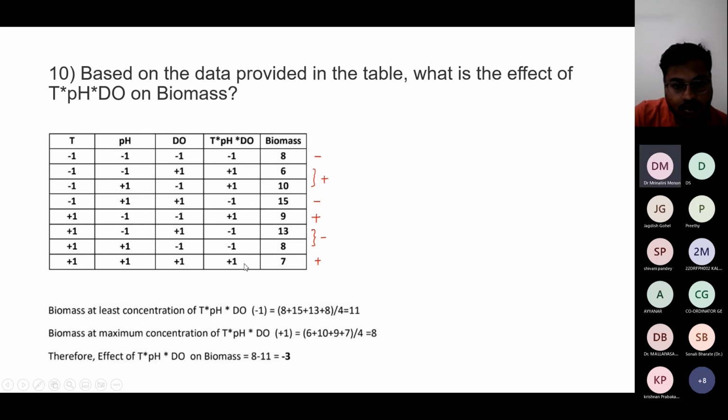-1 into +1 will be -1. And then again -1 into +1 will once again be -1. Which row? Oh, sorry, there are two -1. Sorry, I missed that. Yeah. So in the fourth column, we are multiplying all three of them.